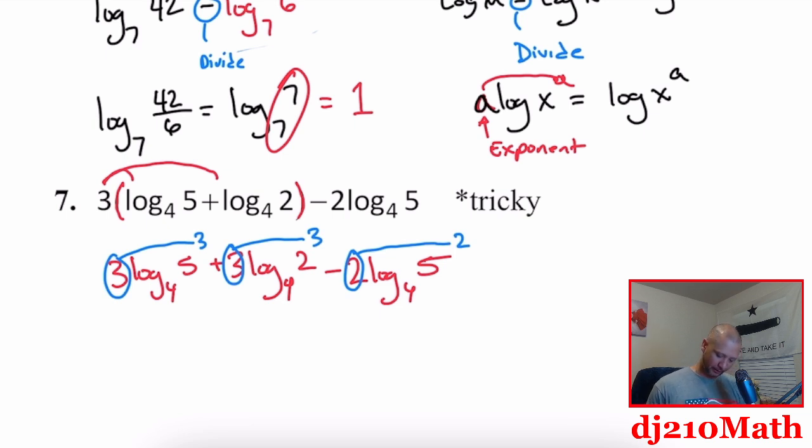So this is going to be 5 to the 3rd power. 5 times 5 is 25, times 5 is 125, plus log, what is this?